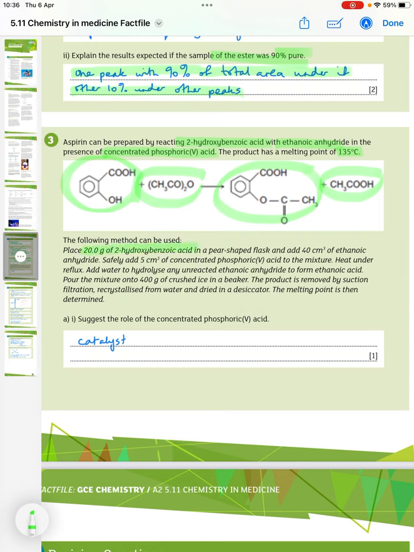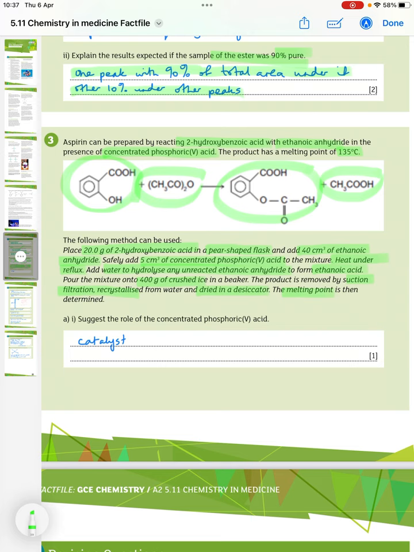2 grams of 2-hydroxybenzoic acid placed in a pear-shaped flask. Add 40 cubic centimetres of ethanoic anhydride. Safely add 5 cubic centimetres of the phosphoric acid to the mixture. Heat under reflux. Then add water to hydrolyse any unreacted ethanoic anhydride to form the ethanoic acid. Pour the mixture onto 400 grams of crushed ice in a beaker. The product is removed by suction filtration, recrystallised from water and dried in a desiccator. The melting point is then determined.